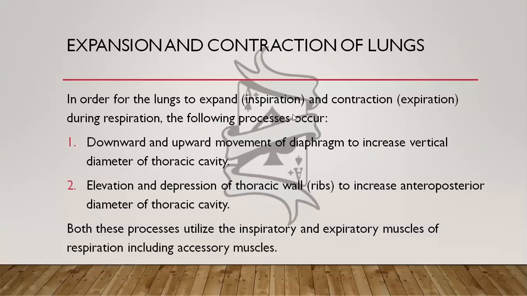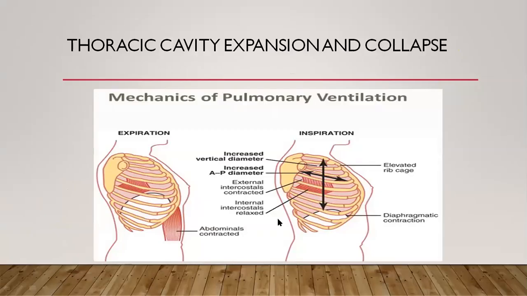So one of them is going to involve the movement of the diaphragm. The diaphragm is an extremely important muscle. Remember that your diaphragm is going to be innervated by a phrenic nerve. So your diaphragm, in assisting with breathing, you're going to have the downward and upward movement of the diaphragm, which is going to increase the vertical diameter of the thoracic cavity. So in this picture, you can see it somewhat, where the diaphragm itself will move up. Here you have the diaphragm. In inspiration, you have the diaphragm moving down, and in expiration, you have the diaphragm moving up.